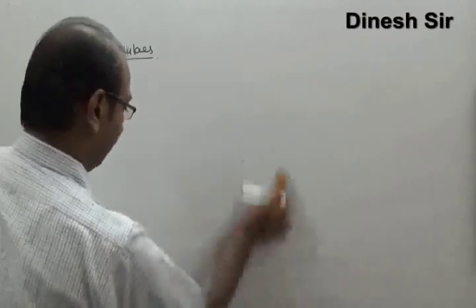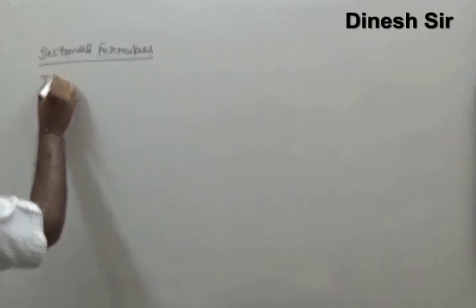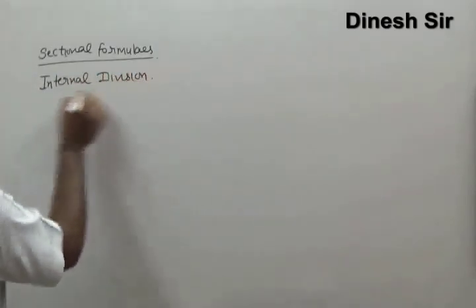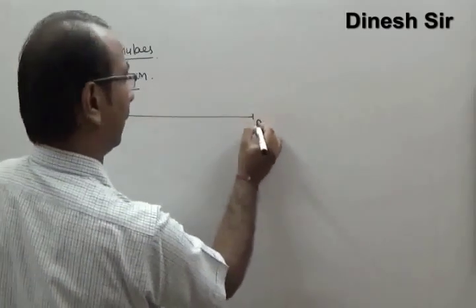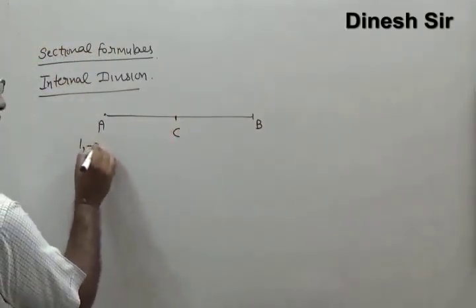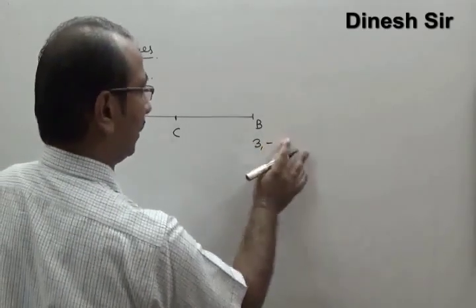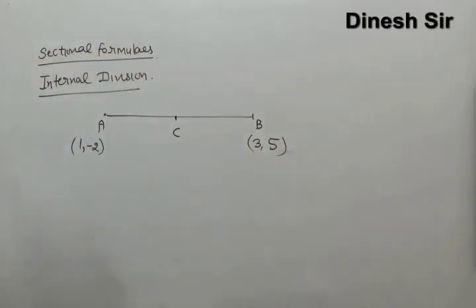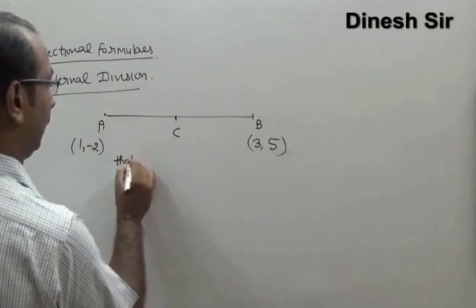The second thing that we understand here is the concept of internal division. By the term itself, it is clear that internal division means we have to find the coordinates of a point that is going to divide the given points internally. Suppose one point is given 1 and minus 2. The second point is given 3 and 5. We have to find the coordinates of point C that internally divides AB.